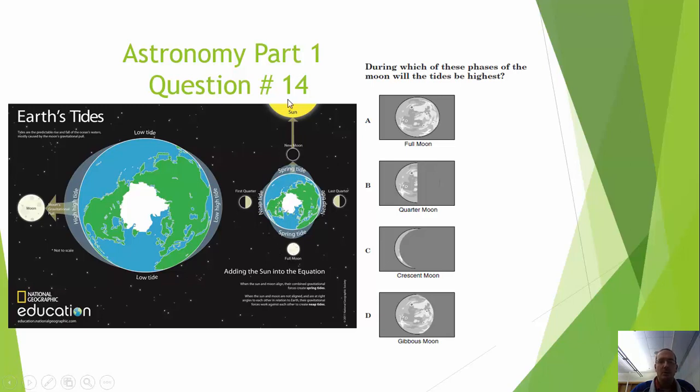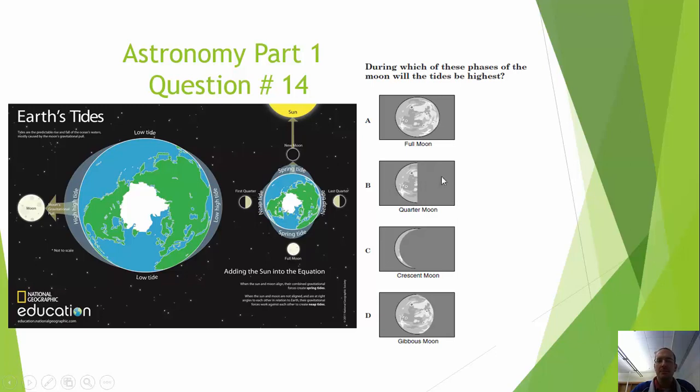When it's a 90-degree angle or anything else, the gravitational pulls of the sun, the earth, and the moon are all fighting each other. So if we look over here, a full moon, that's right here. It's on the opposite side. So it's a sun, earth, moon relationship. During this time, we have a straight line. So that looks pretty good. Let's just see if there are any other answers that look familiar and good.